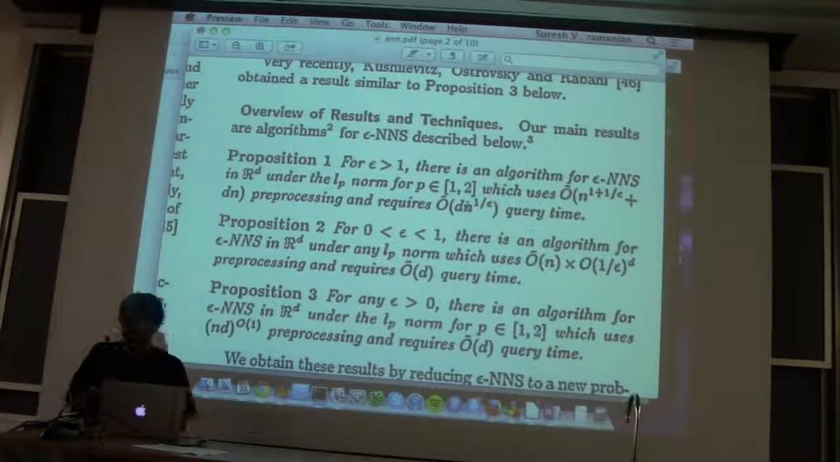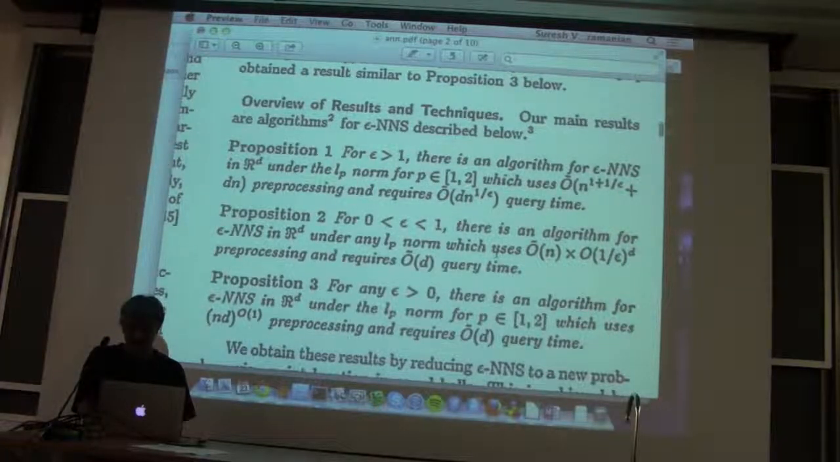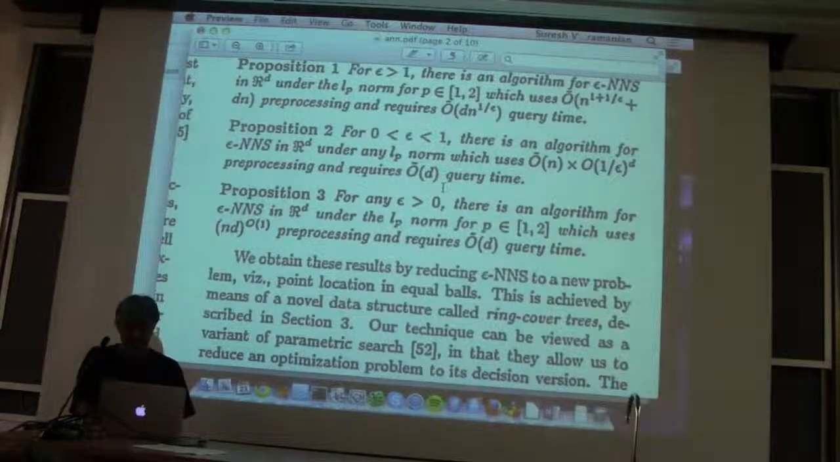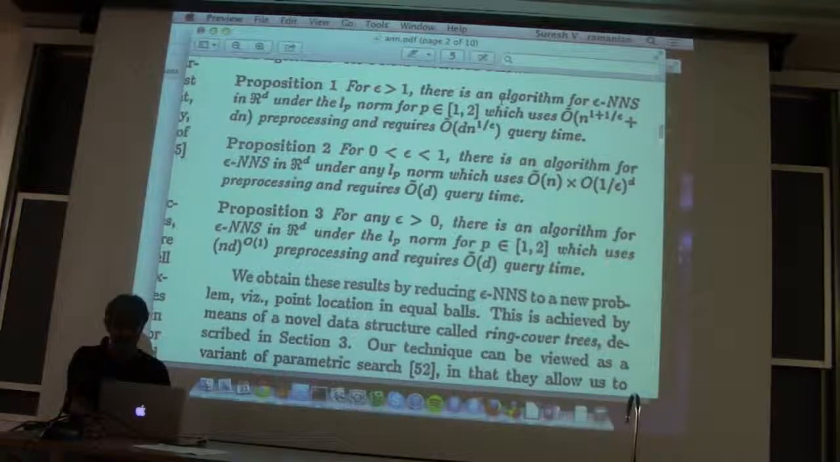So proposition 1 seems very important. What's proposition 2? There's an algorithm under any LP norm, it uses this much preprocessing, that's exponential in d, but requires O(d) query time. I don't know if I like this, but it's got a lot of preprocessing time. And now another one, there's an algorithm for this in R^d, which uses n times d to the O(1). What does that mean? O(1) is shorthand for some constant. So it's polynomial in n and d preprocessing, that's good, and requires d query time. That seems really good. Much better than the previous one. So wait, why do I have proposition 1 and proposition 3?